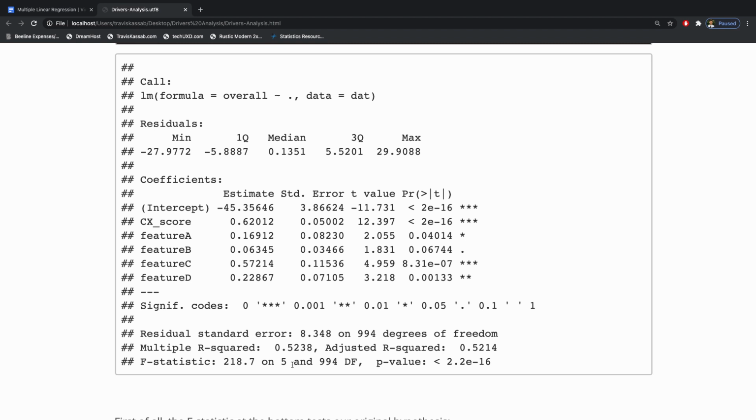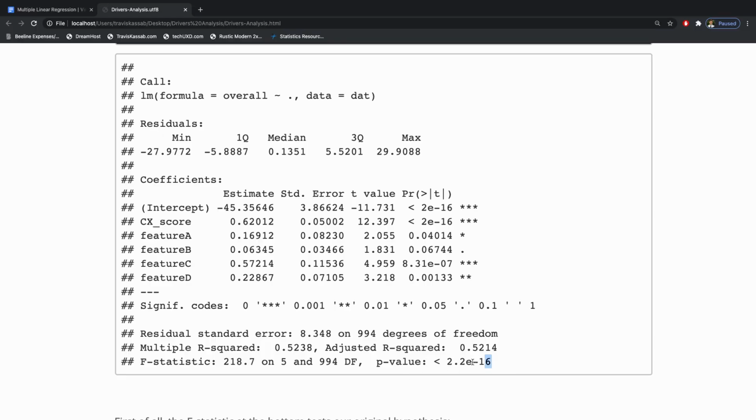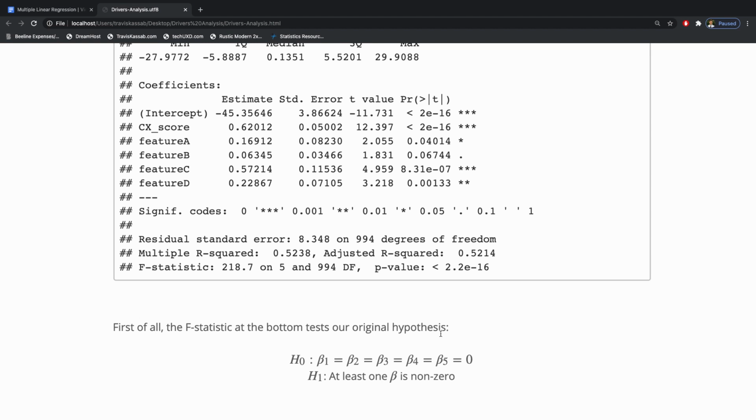First of all, the F statistic down here is measuring the statistical significance of the overall linear regression. So this p-value is really small, and what that is telling us is, going back to our original hypothesis, the null hypothesis is that none of the predictor variables are statistically significant in predicting overall satisfaction, and the alternative is that at least one is. So we reject the null hypothesis based on this very small p-value and accept the alternative hypothesis, which is at least one of our predictors is significant.